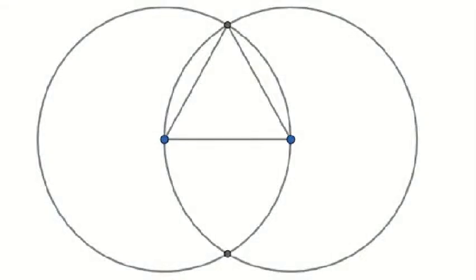How do we know that this is an equilateral triangle? Well, we began by drawing the first circle, and then we drew a second circle overlapping with the same radius. The center of one circle is on the circumference of the other circle. Since both circles have the same radius, each of these lines is the same length, so the triangle is equilateral.